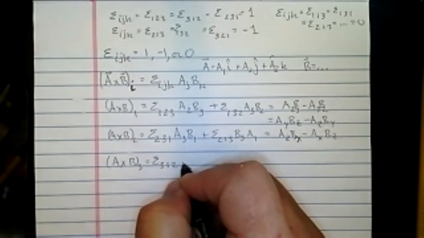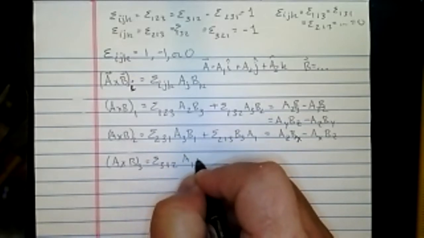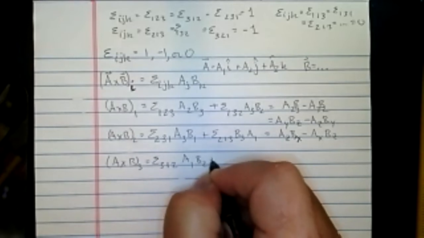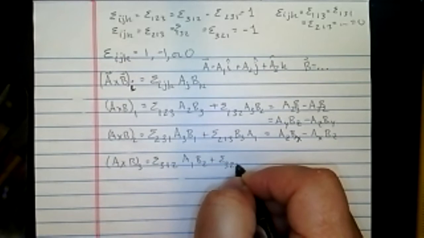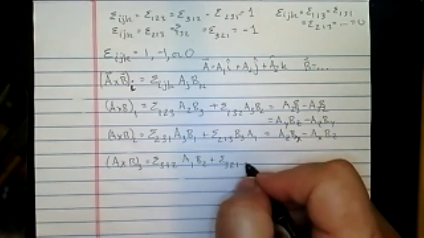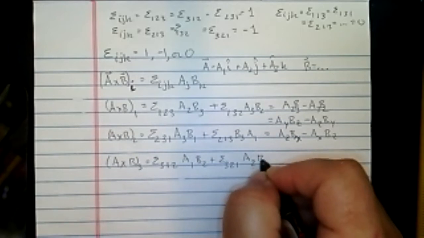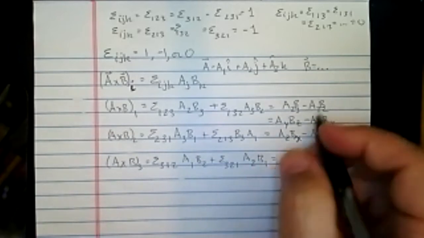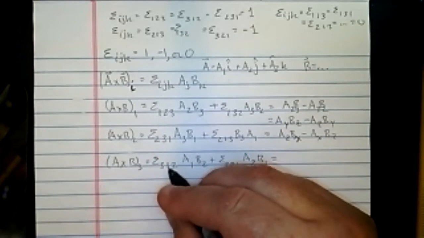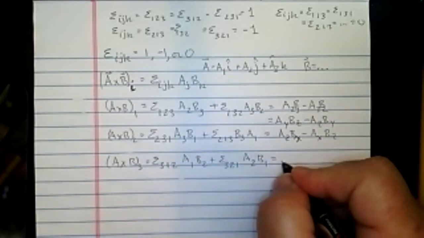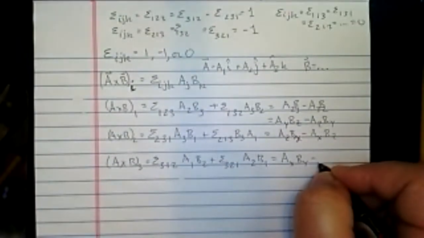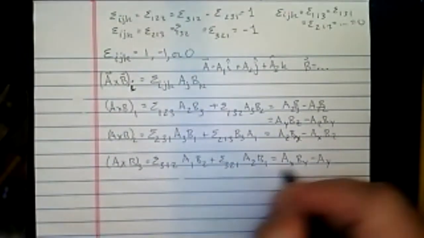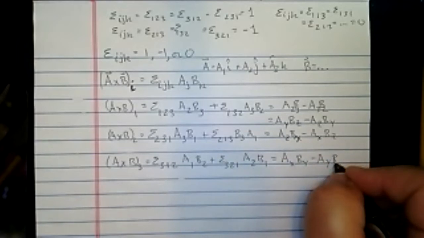So that would have to be A sub 1, B sub 2 plus epsilon 3. I reverse those. That's going to be my negative. So I'm going to say 2, 1. And that, of course, would make A sub 2, B sub 1, which gives me, in fact, since epsilon 3, 1, 2 is just positive 1, I get A_X B_Y minus A_Y B_X.